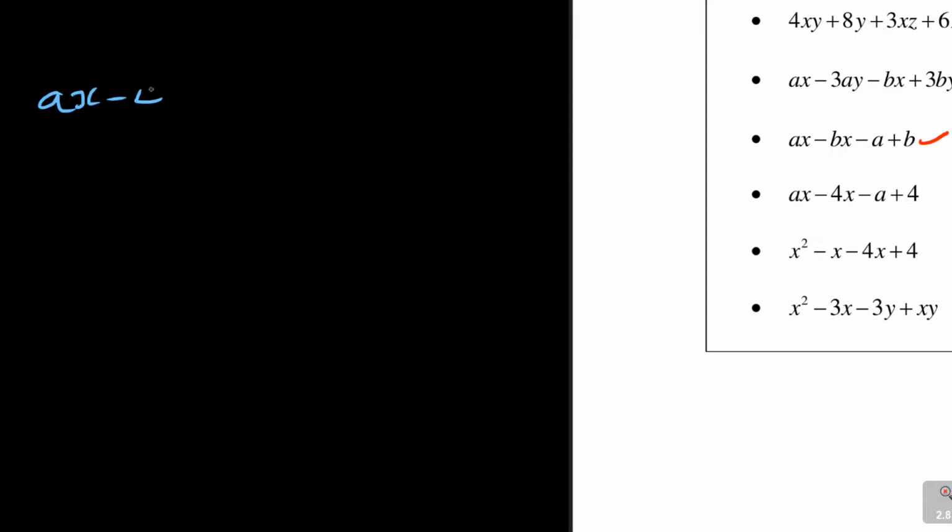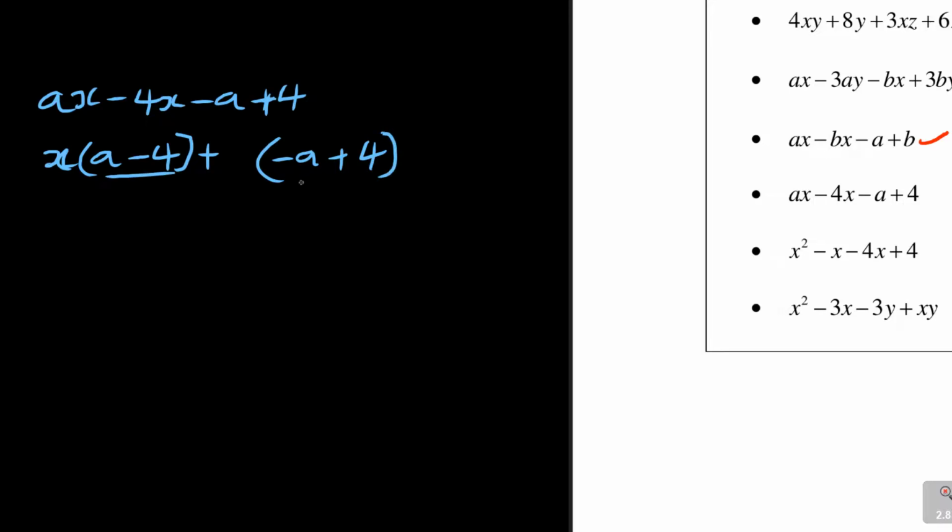Ax minus 4x minus a plus 4. So if you did it, x was common, you said x is common here. What was remaining? It's a minus 4, that is correct, and then plus, see, there is already a minus a plus 4, so here minus a plus 4. It's important because it's already there, but I take out a what? A 1. Take out a 1.